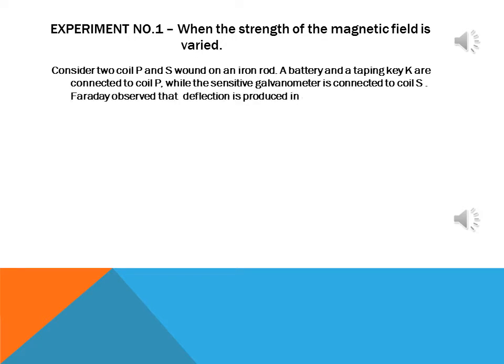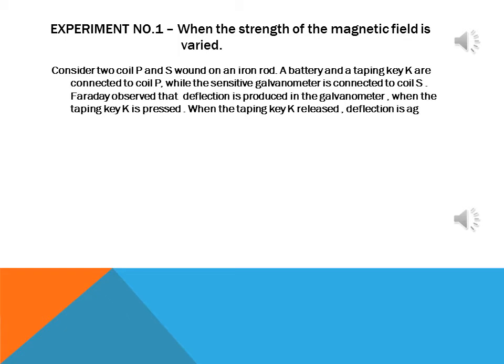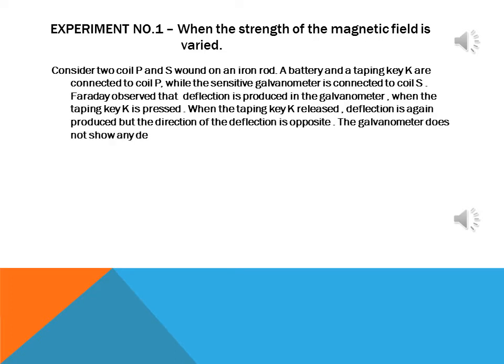Faraday observed that a deflection is produced in the galvanometer when the tapping key is pressed. When the tapping key is released, the deflection is again produced, but the direction of the deflection is opposite. The galvanometer does not show any deflection when the tapping key is kept pressed.